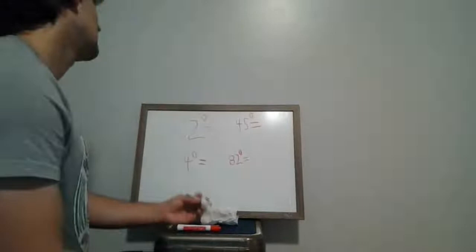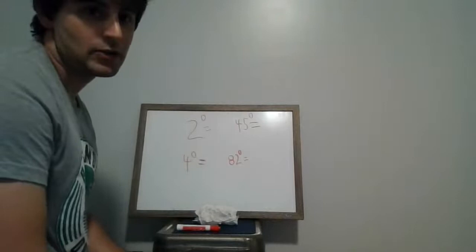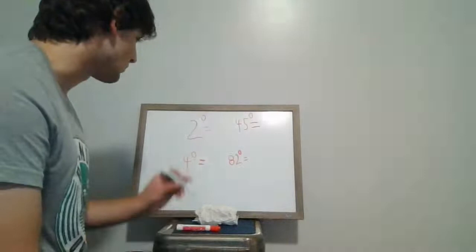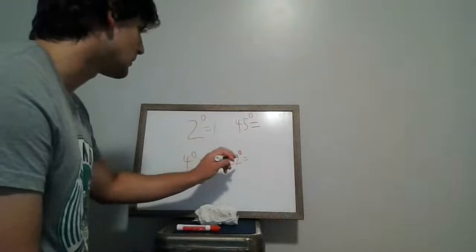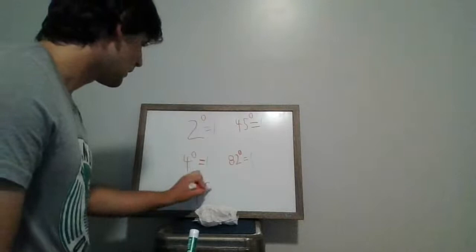So here we have 2 to the 0 power, 4 to the 0 power, 45 to the 0 power, 82 to the 0 power. Easy rule to remember. Any number to the 0 power is always going to equal 1. So 2 to the 0 power equals 1, 4 to the 0 power equals 1, 82 to the 0 power equals 1, 45 to the 0 power equals 1. If you see any number with an exponent where it's to the 0 power, the answer is always going to be 1.